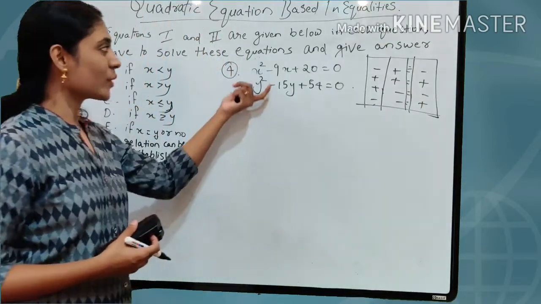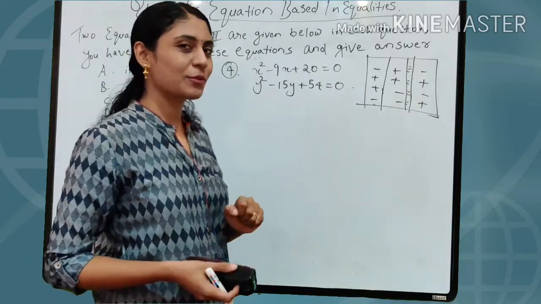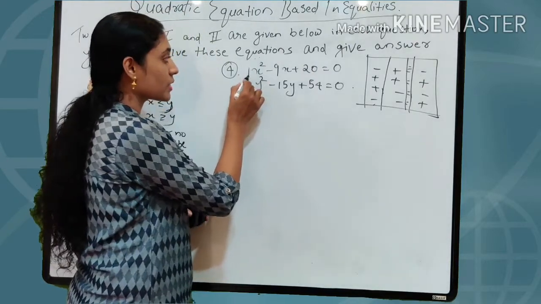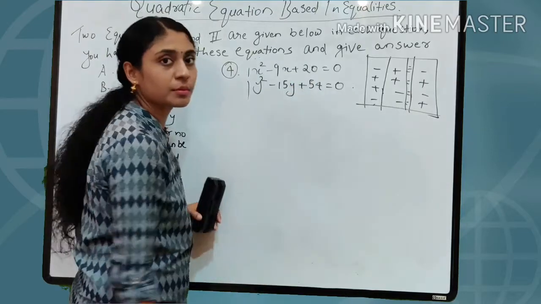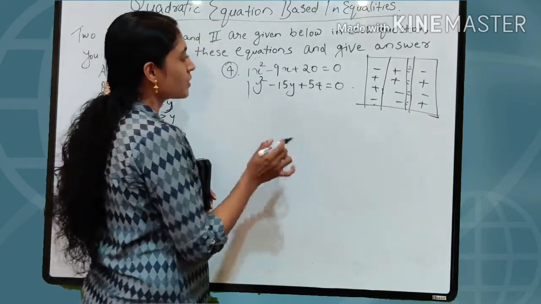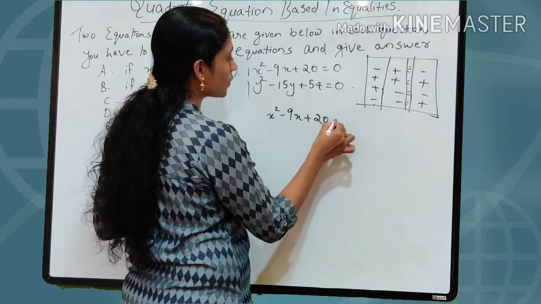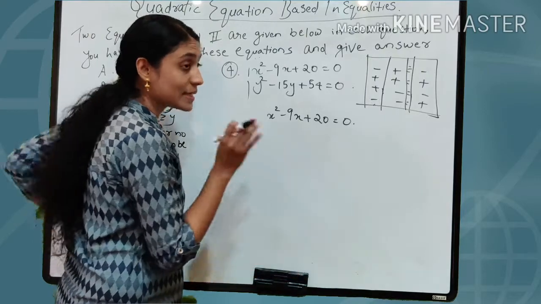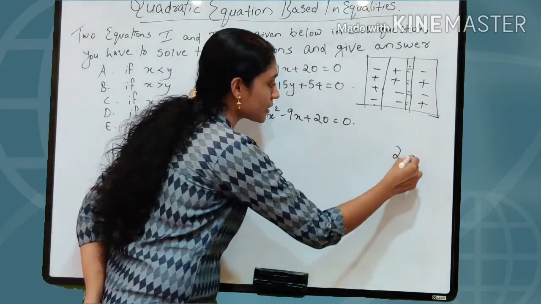The equations are x square minus 9x plus 20 equal to 0 and y square minus 15y plus 54 equal to 0. So solving for x. And remember here the x square term is 1, the y square term is also 1. So we have to concentrate on the constant term in both the cases. Okay. So here for x square minus 9x plus 20 equal to 0, we have to consider those two numbers in such a way that when we multiply those two numbers, we have to get the answer as 20.